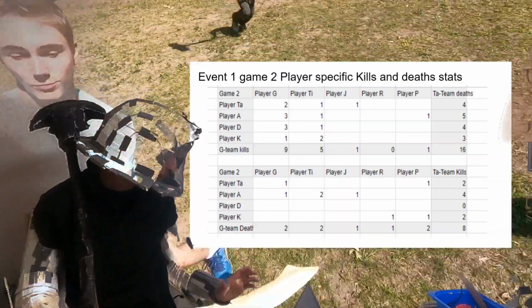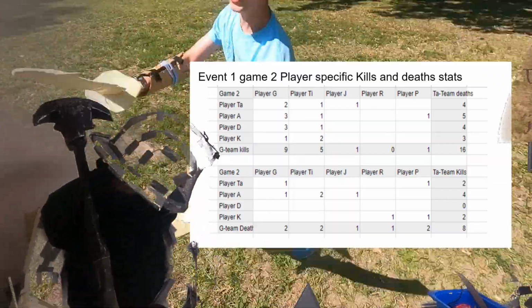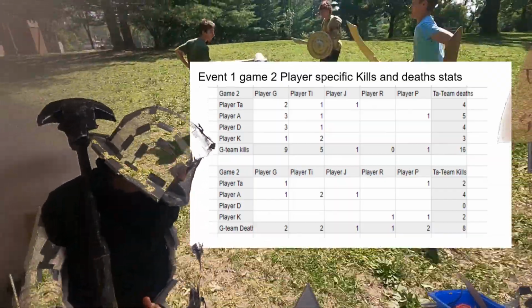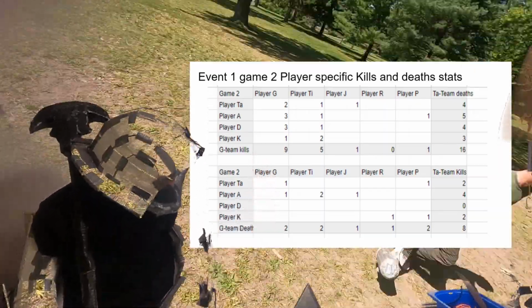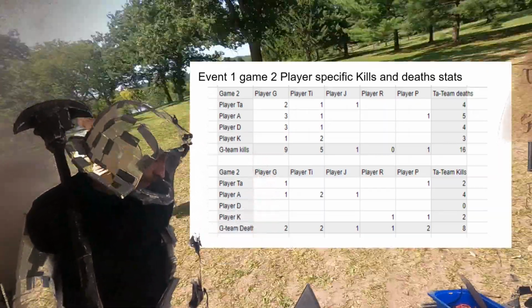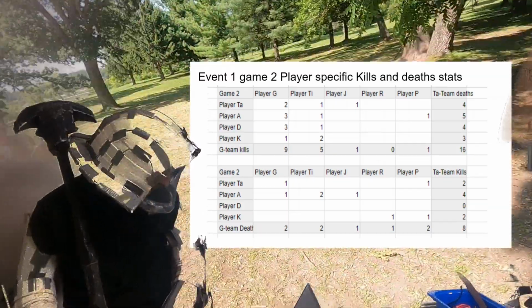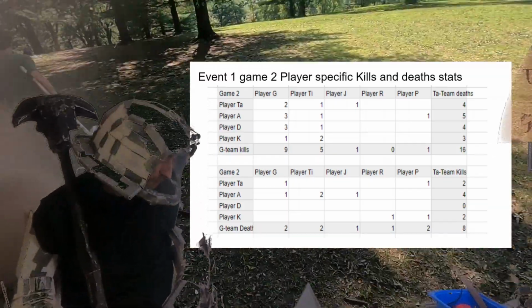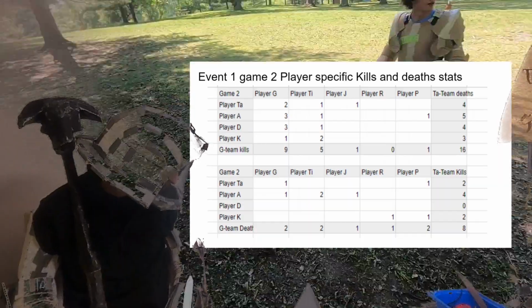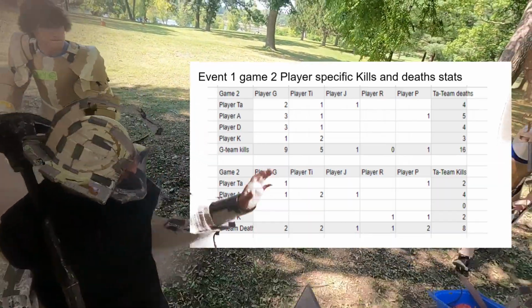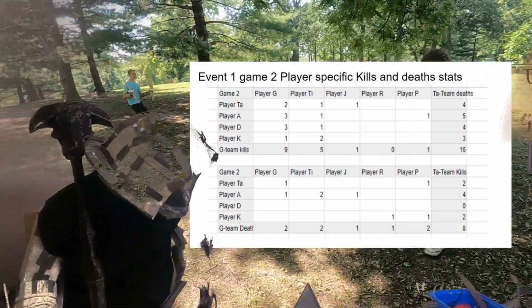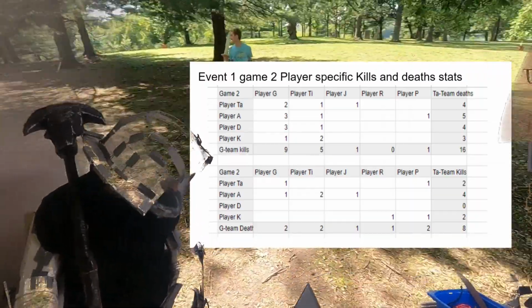So in Event 1, Game 2, once again, I'm attributed many kills here. I have 2 kills on TA, 3 kills on A, 3 kills on D, and 1 kill on player K for a total of 9. And once again, I'm more than half the kills, which kind of doesn't really make sense to me. Player TI did very well, though, with 5 total kills. You can see in the second column, player TI's kills in the top section.